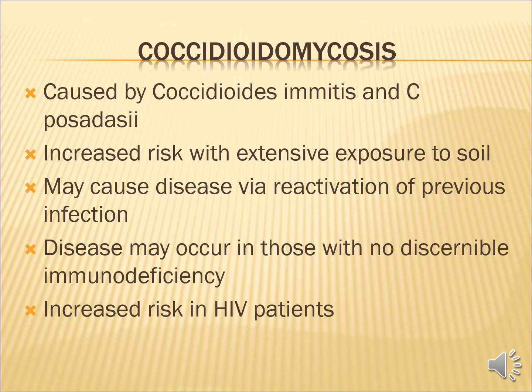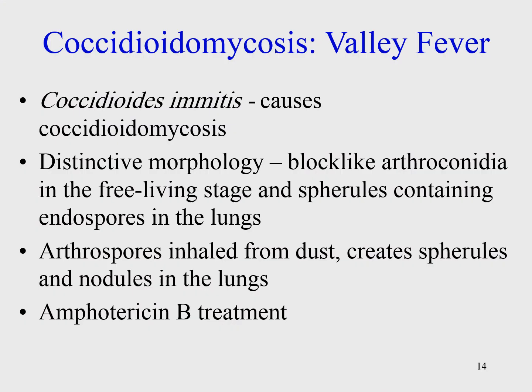Coccidioidomycosis either occurs in immune-compromised or in immune-competent individuals, but it mainly occurs in immune-compromised patients, particularly HIV patients. Coccidioidomycosis is also known as valley fever, caused by Coccidioides immitis.